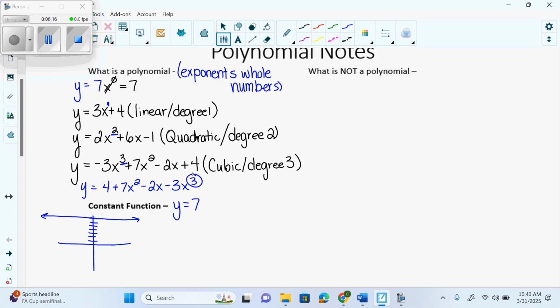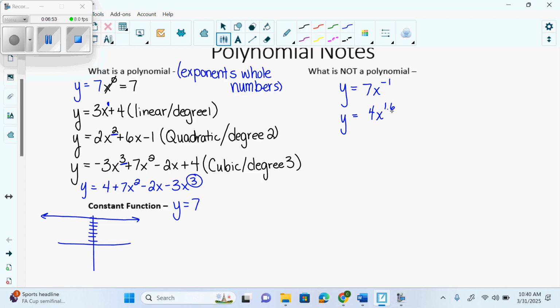Okay, what is not a polynomial? Anything but that. So, basically a polynomial is an exponent with whole numbers. Not a polynomial would look the same, but your exponents aren't whole numbers. So, for example, you could do y equals 7x to the negative 1. That's not a whole number, it's an integer, right? Out. Another example could be y equals 4x to the 1.6. Something like that would be out as well. It's not a whole number.